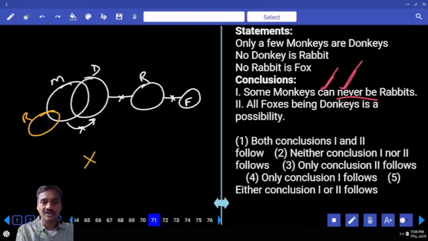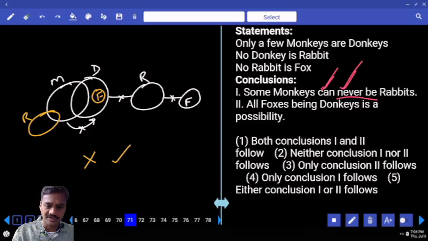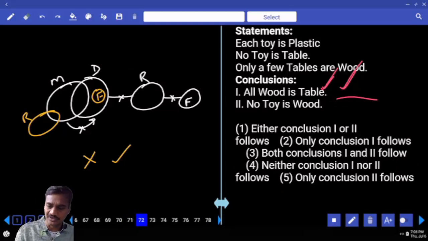Then second, all foxes are donkeys is a possibility. All these foxes are donkeys, this entire fox is a part of donkey or not? Yes. And so what is your answer? Only 2. Only 2 follows, that is choice 3, question number 71.